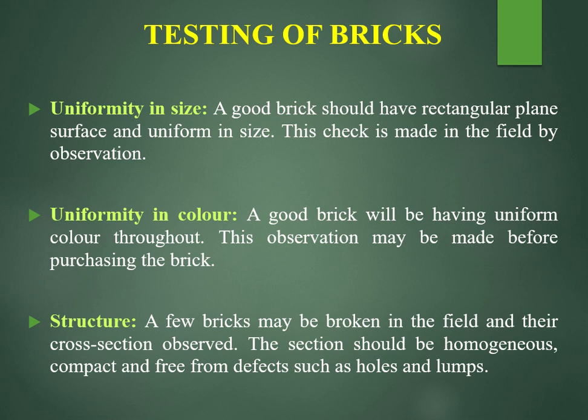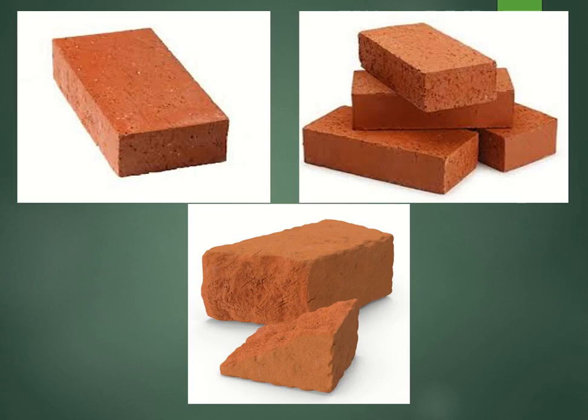And next, coming to structure, you should observe the structure of the bricks. If you try to break the brick into two pieces and observe the cross section, once you break the brick, inside you shouldn't see any holes or any fissures or any cracks. So you can see the first diagram which talks about uniformity in size, exact rectangular shape. Next, uniformity in color, and in the next one, once you break the brick, you can see there are small cracks inside. From this you can observe the behavior of the brick. And as told, you should observe very sharp corners.